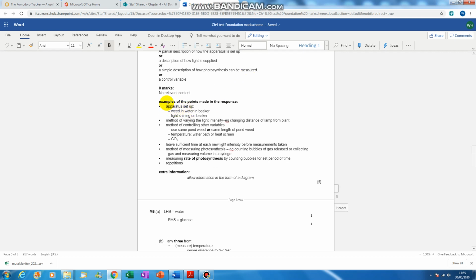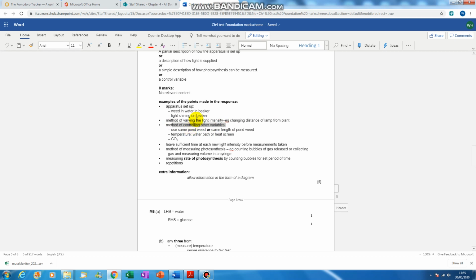So, relevant science. You could say, in terms of the apparatus, placing the weed in the water, shining the light on the beaker. How you're going to measure the light intensity. So, did you, like me, change the distance that the lamp was from the plant? You could have maybe used layers of A4 paper to get dimmer, or lower, light intensities. That was another way of doing it.